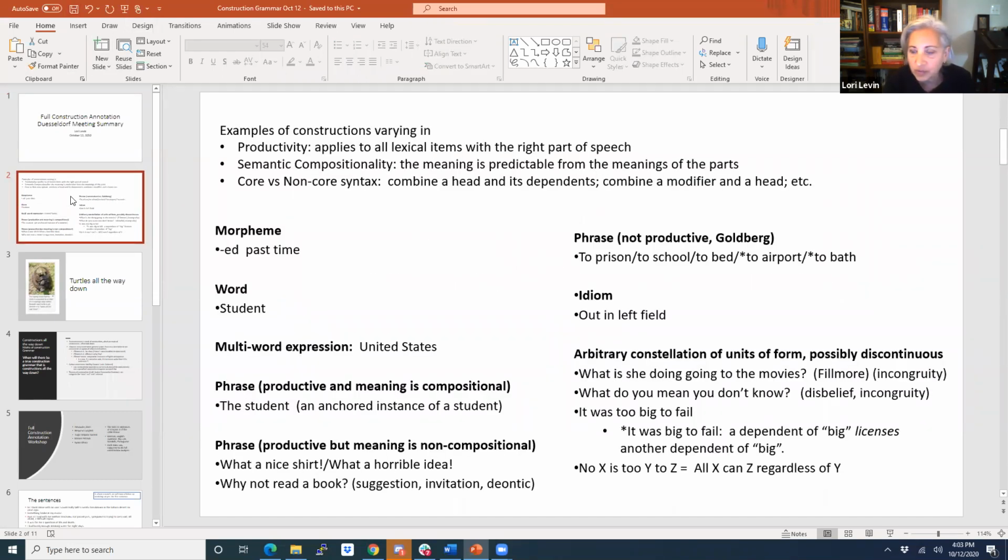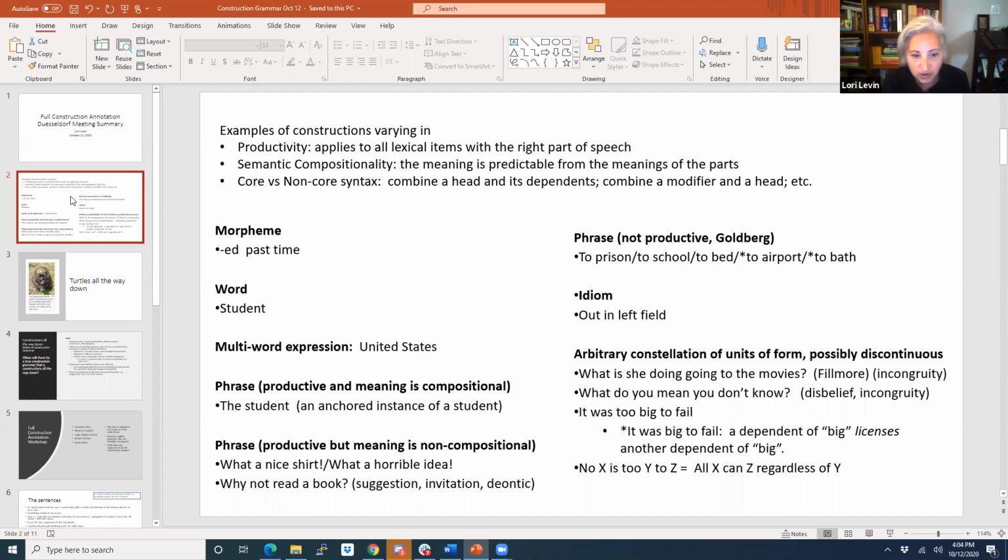So some of you might not know what construction grammar or constructions are. This slide has a lot of examples of types of constructions. Constructions can be morphemes, words, multi-word expressions, phrases, or sentences. So they can be at any level. A construction has a form and a meaning.